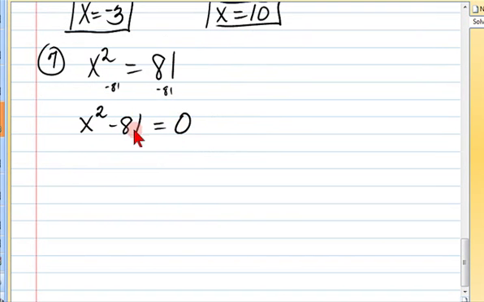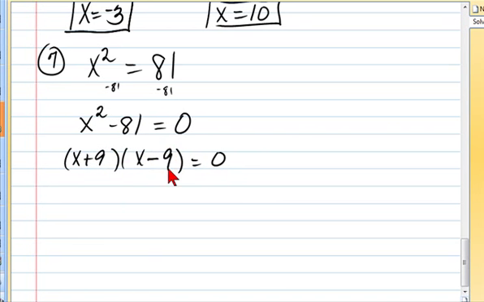Is there a common factor? No. But is it something you know how to factor? Isn't it the difference of squares? So it's from today's lesson earlier. And that's going to be what? x plus 9 times x minus 9.